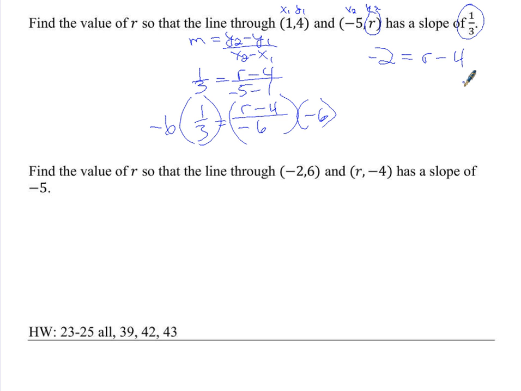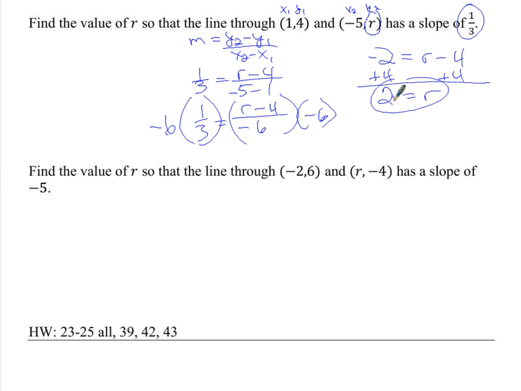And now we're back in like chapter 1, chapter 2. What do we do? Add 4 to both sides. And I get r equals 2. So find the value of r so that the line through (1, 4) and (-5, r) has a slope of 1/3. I'm saying r is 2. If r is 2, then it gives me a slope of 1/3.